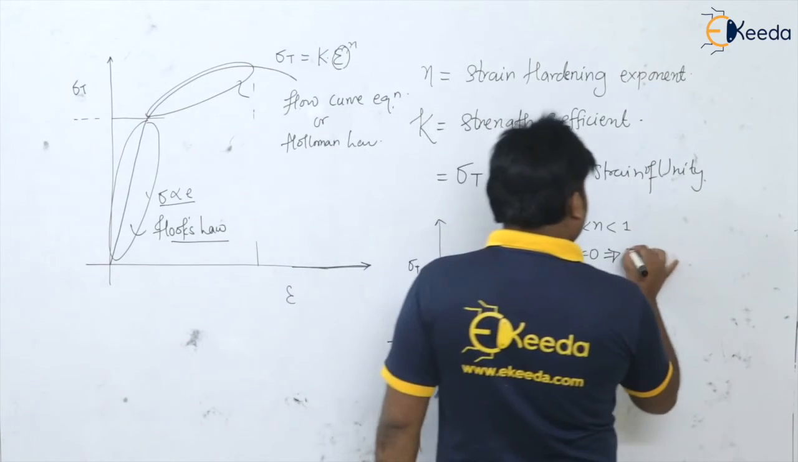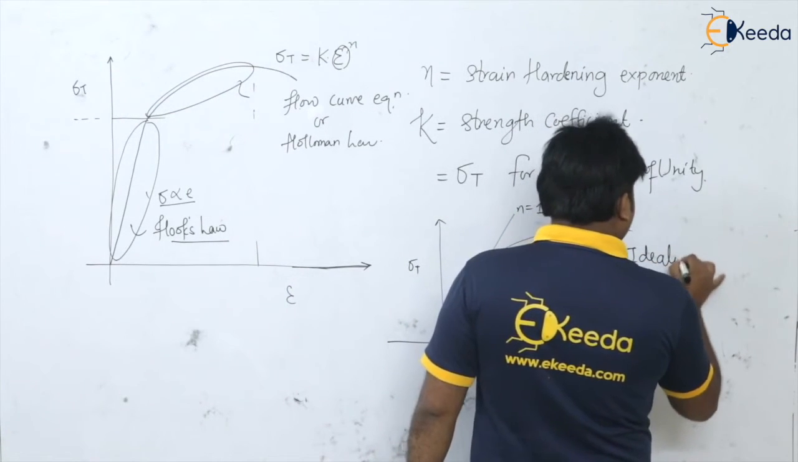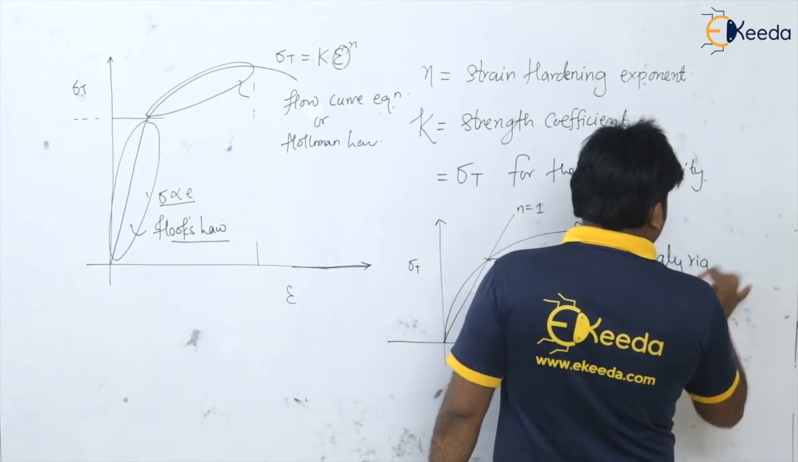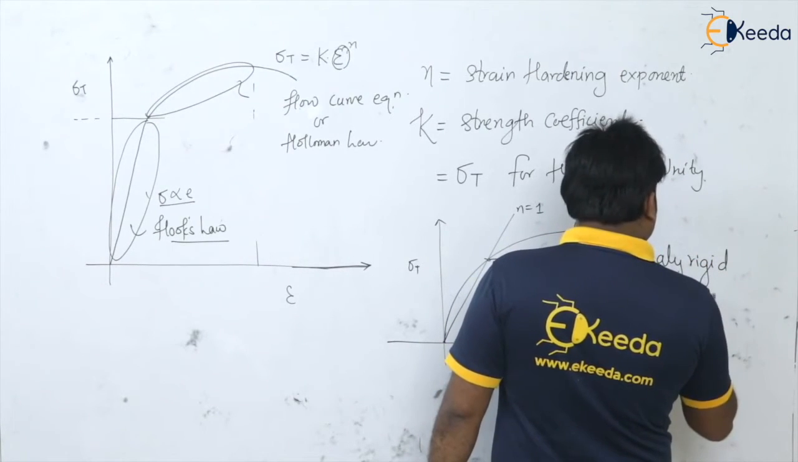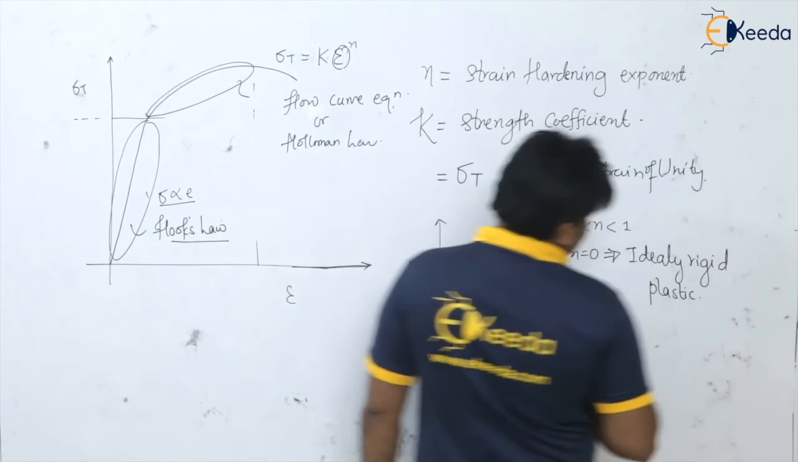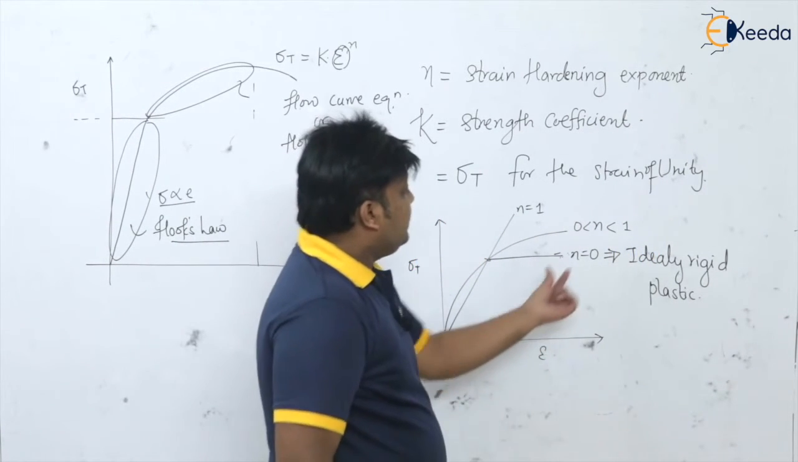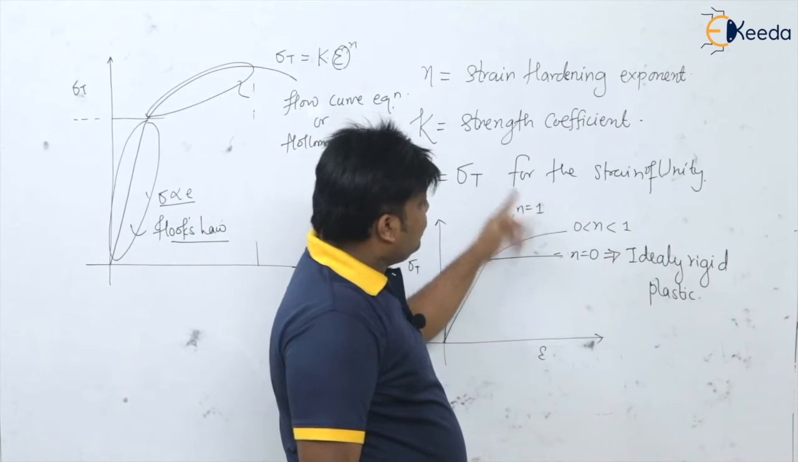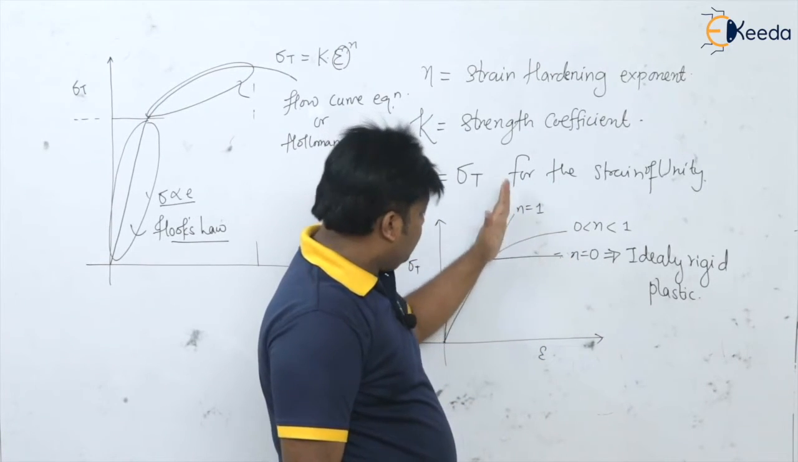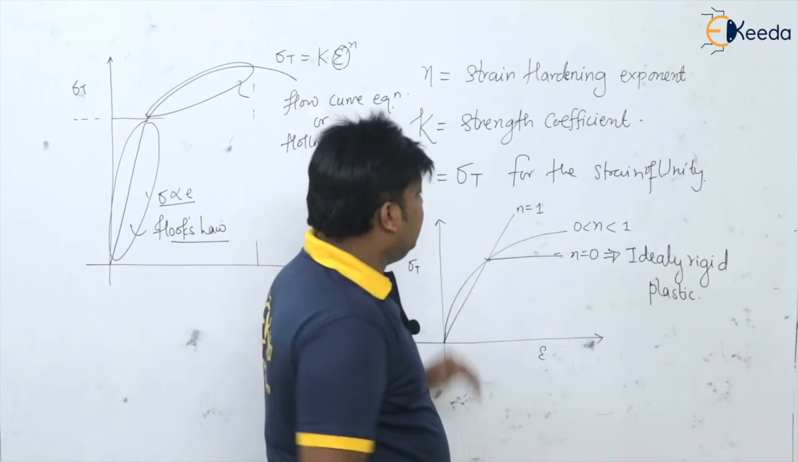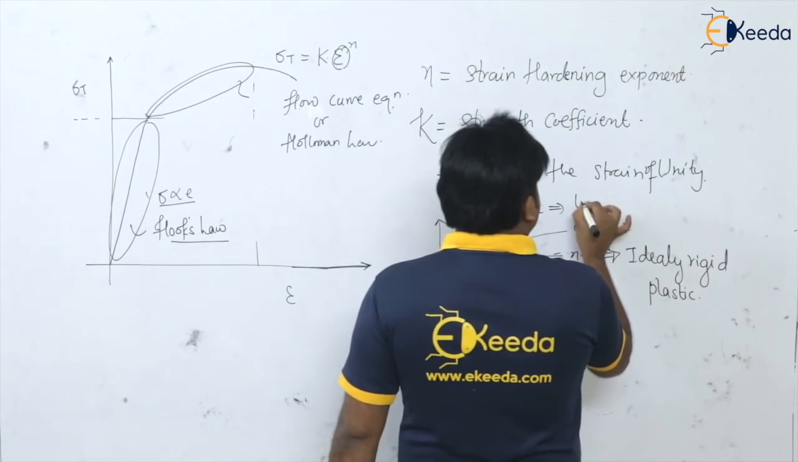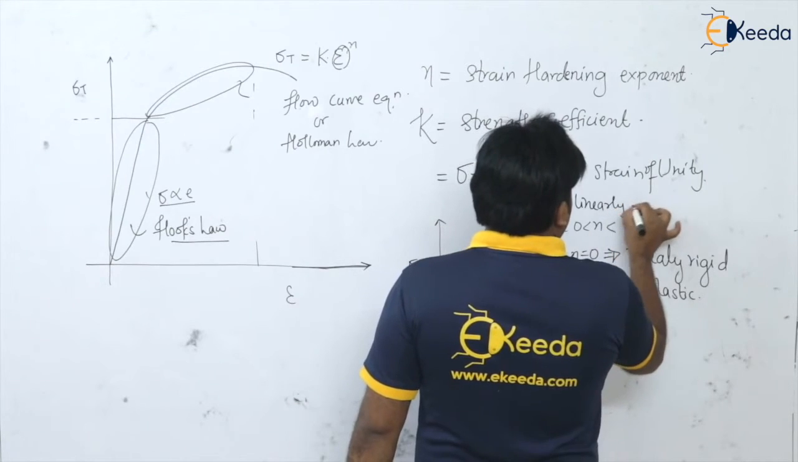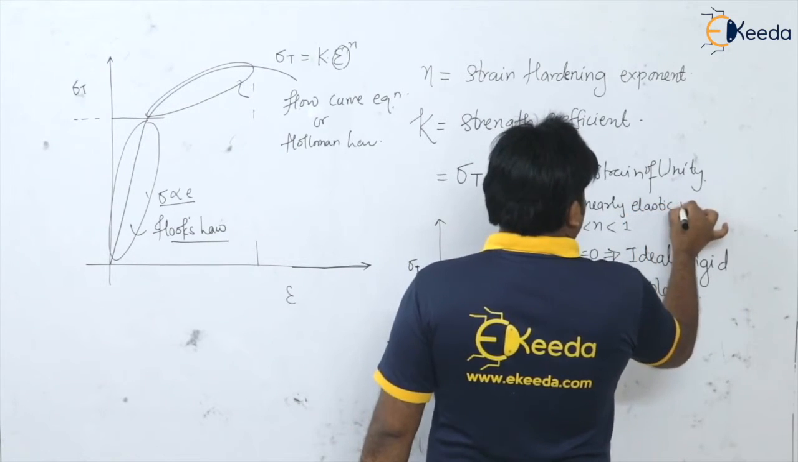Which materials are those? Ideally rigid plastic materials. For these, the strain hardening exponent n value is 0. Whereas n is equal to 1, see here, n is equal to 1, is what? It is for linearly elastic material.